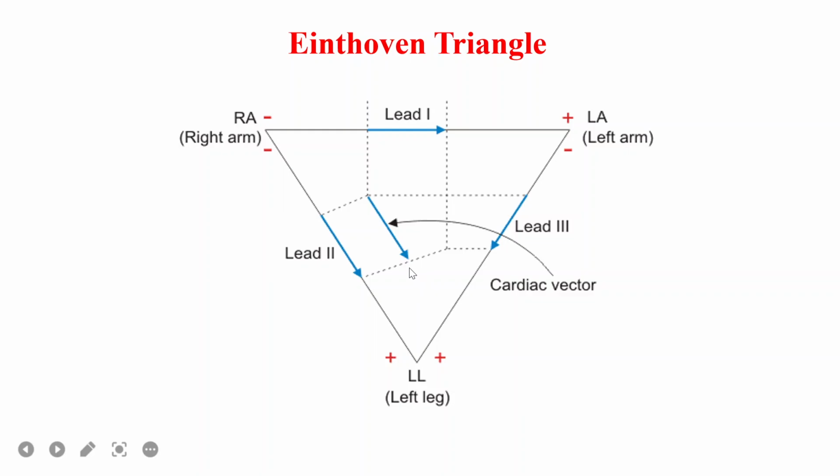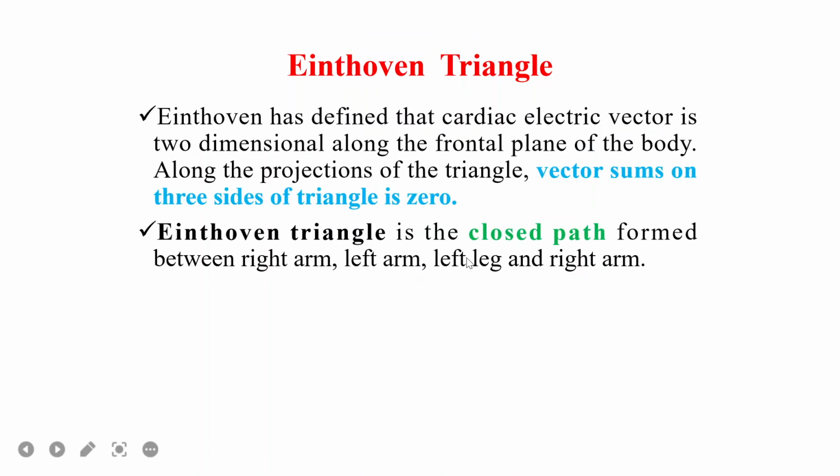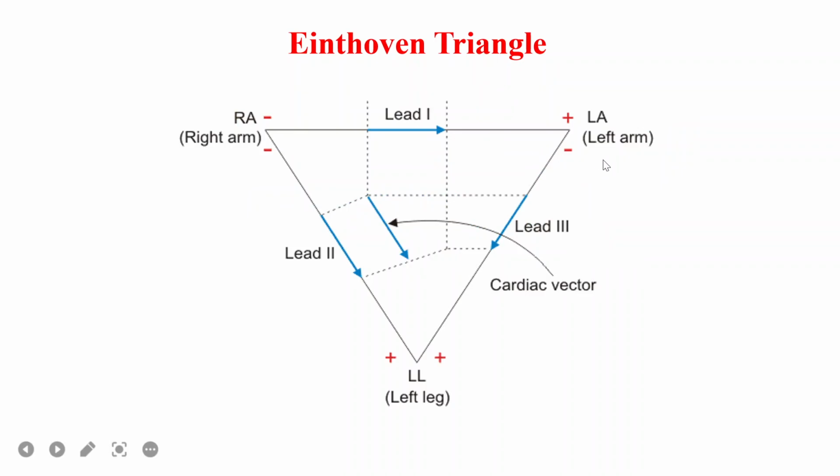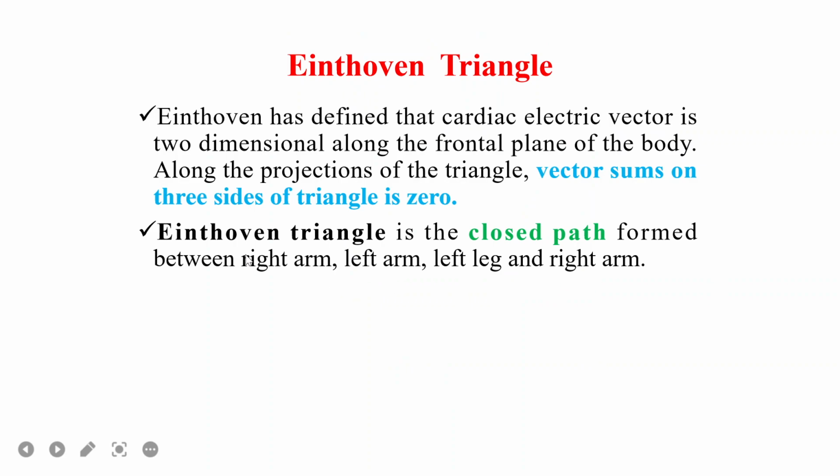This is called the Einthoven triangle. The Einthoven triangle is a vector sum, so the sum on the three sides of the triangle is almost equal to 0. The Einthoven triangle is nothing but a closed path. We have seen the diagram also. It is a closed path formed from the right arm to the left arm to the left leg, and again it closes at the right arm.